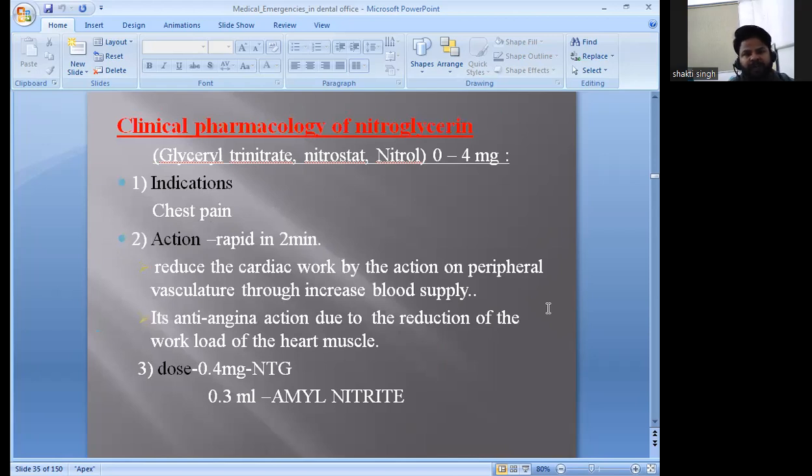Then we come to the clinical pharmacology of nitroglycerin. It is indicated at the time of chest pain. Action is rapid, within 2 minutes. It reduces the cardiac work by its action on the peripheral vasculature, through increased blood supply. Its anti-angina action is due to reduction of the workload of the heart muscle. Its dosage is around 0.4 mg sublingually. It can be given as 0.3 ml amyl nitrite.